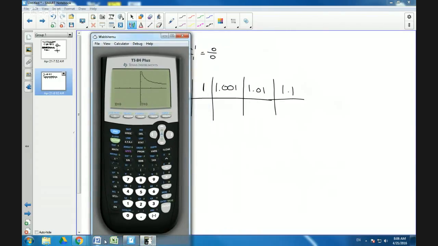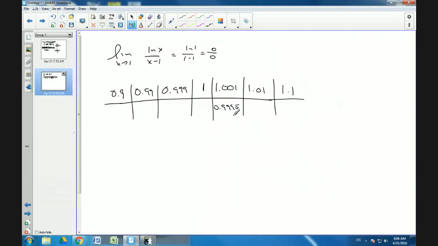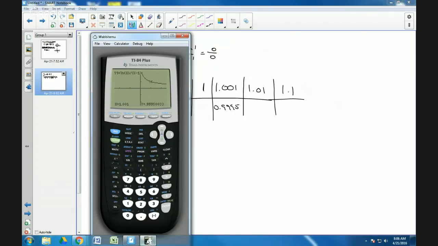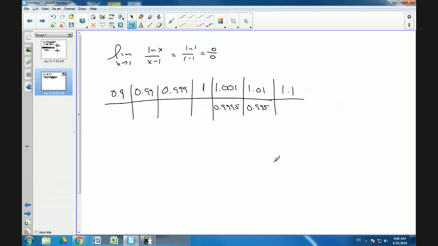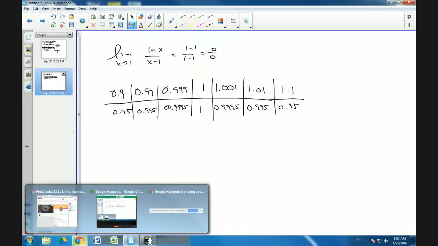I need to go to 1.001. So if I go to calculate, you can see that I can calculate a value. Just like we can do zeros or mins or maxes or intersections, there's a value calculation here. Enter, and I'm going to put 1.001. And I get my y value, 0.999. I can do that, I just keep doing it. Second, calculate value, my x is 1.01. And you just keep going. This would be 0.95. These would mirror. And we do in fact see that it goes to 1. This is the graph that indicates.